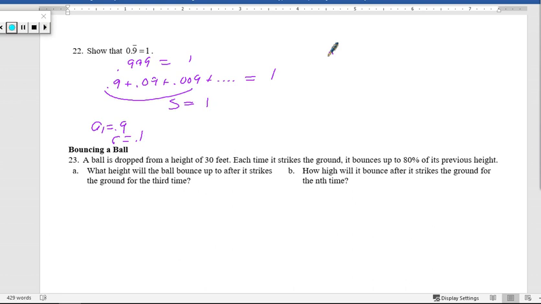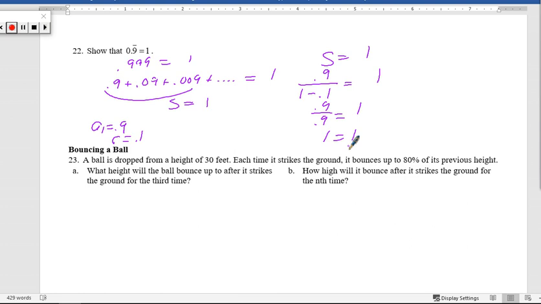So this is what we're looking to prove. This is going to be 0.9 over 1 minus 0.1 is equal to 1. We do get 0.9 over 0.9, and we've now proven that those are the same numbers.